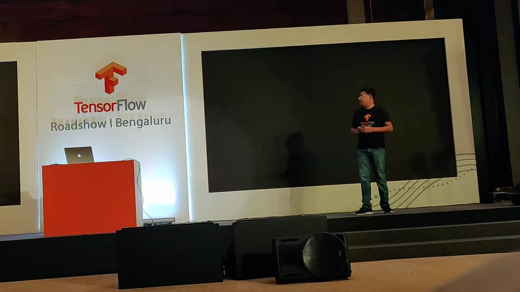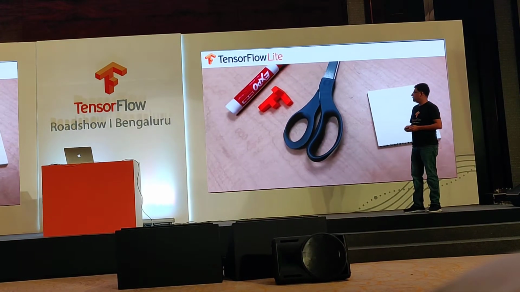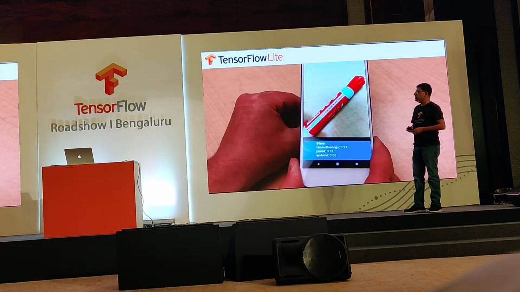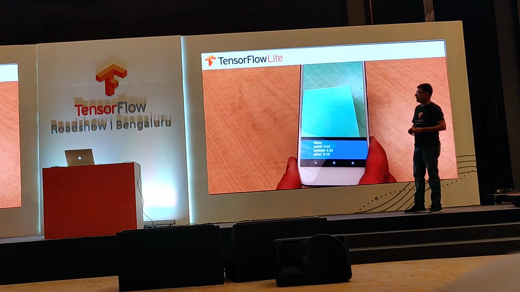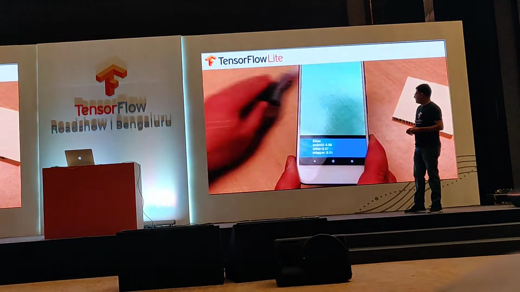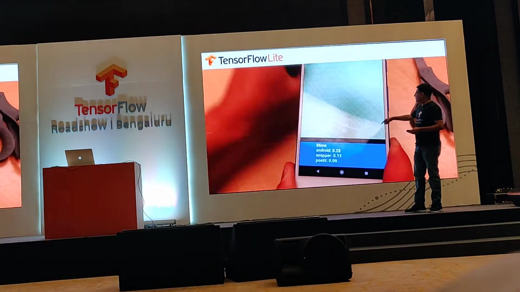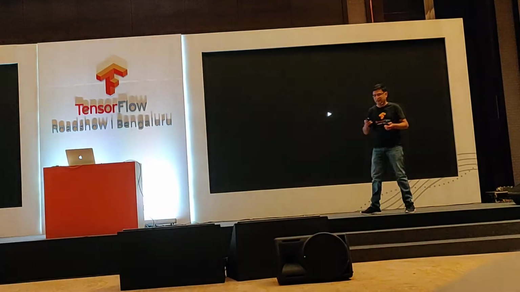Here's a quick video showing this in action. What you're seeing here is an image classification model that's been deployed on a mobile phone, and it's recognizing common office objects that are coming in front of the camera. You see the Post-it, you see scissors, and the predictions are coming up on the screen, and you see the TensorFlow logo, which is very commonly found in all offices, obviously.